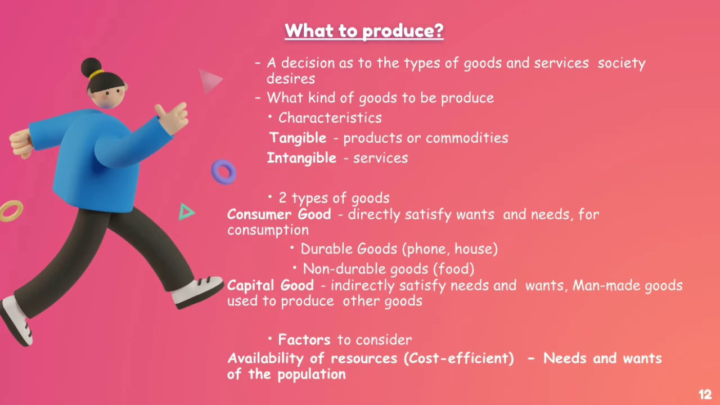Second type of goods, we have capital good. Indirectly satisfy needs and wants, man-made goods used to produce other goods. What factors do we consider in the types of goods? Availability of resources, needs and wants of the population.